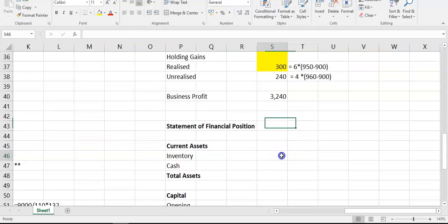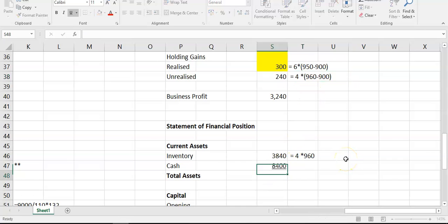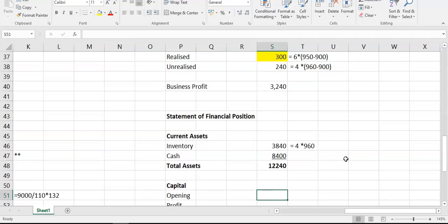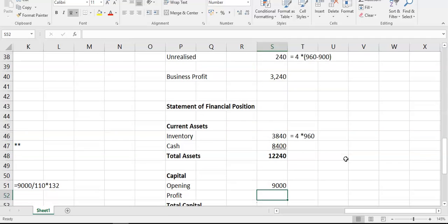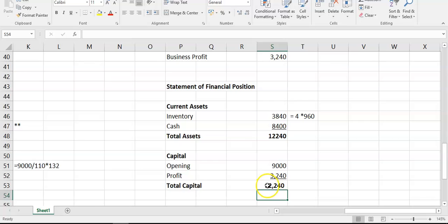So if you come down, then your inventory is going to be measured, be careful, 4 units left at 960. So you're measuring at its closing replacement cost, which is the 960 here, and that's how you've revalued it upwards in the holding gains. The cash doesn't change, it's still 84, giving your total assets 12,240. The capital also doesn't change. Unlike CPA, we do not adjust for inflation, we only adjust for the replacement cost of the assets. And the profit then is your business profit, 3,240. And that thankfully gets your total capital to be 12,240.